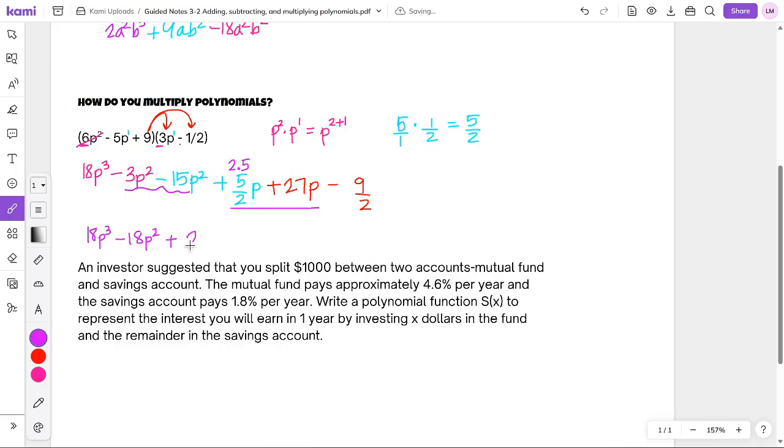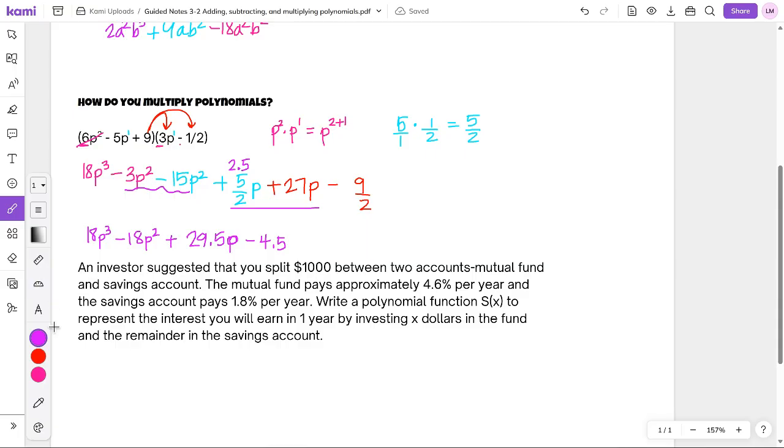So 29.5p minus, you can change it to 4.5 if you want to, or leave it at negative 9/2. Up to you. You can also add these on your calculator. Either way, I'm good with it.